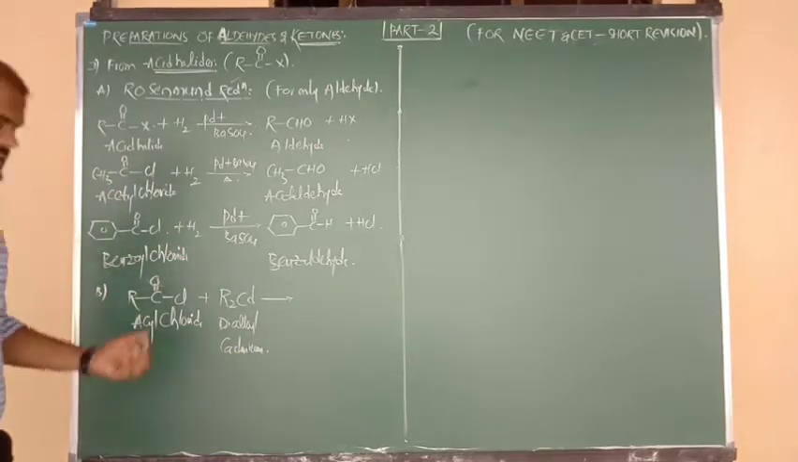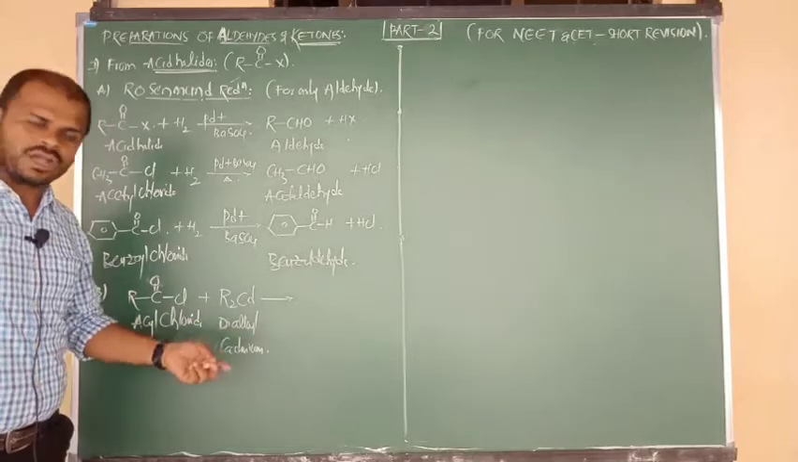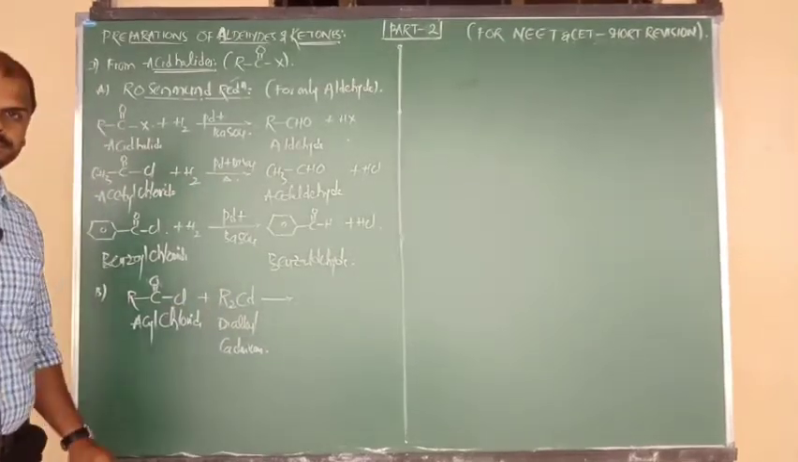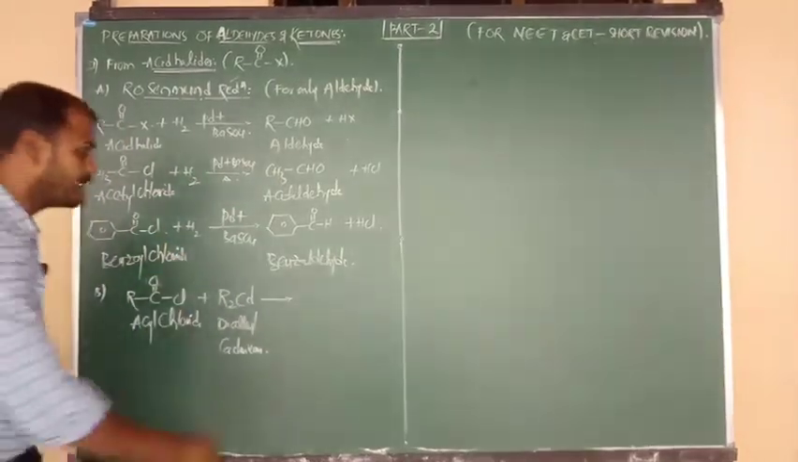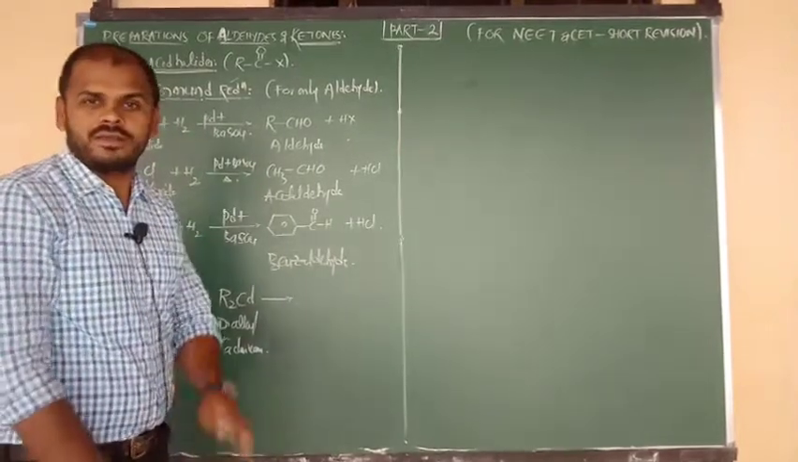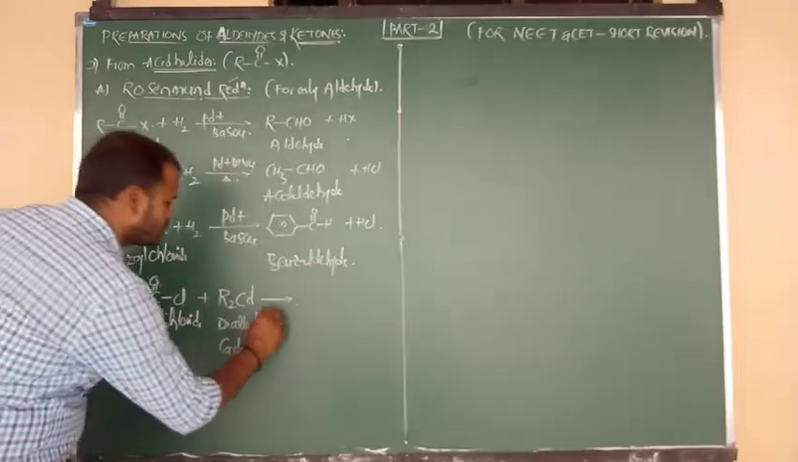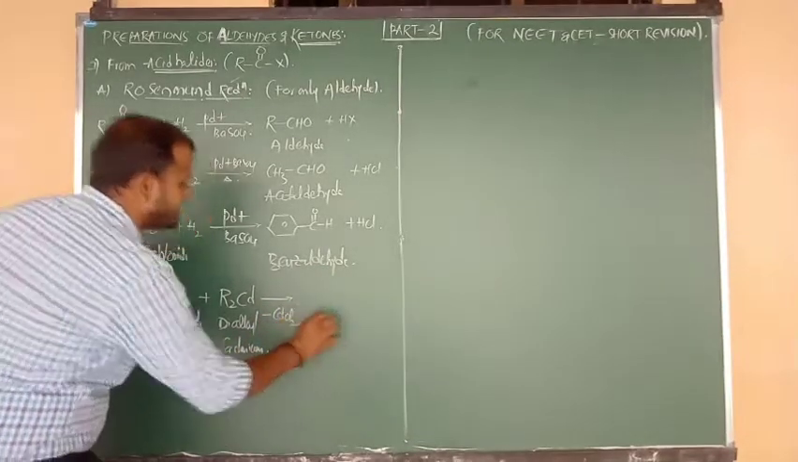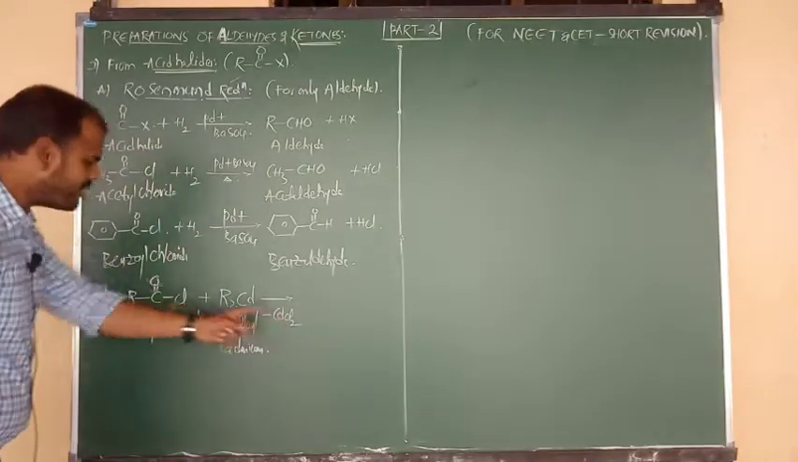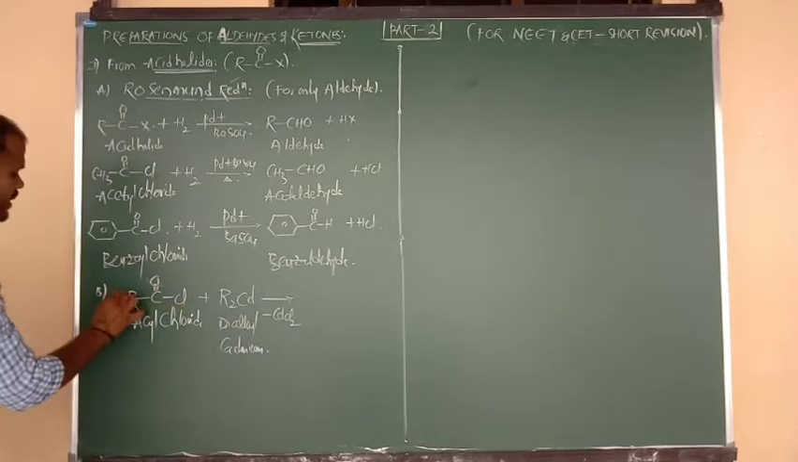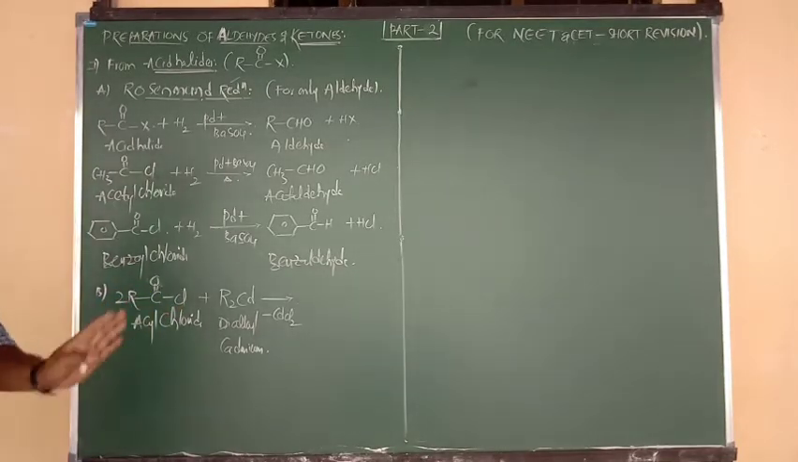Acyl chloride, or we can say acid chloride, upon reaction with dialkyl cadmium forms the product. Before writing the product, I want to write the byproduct. Cd, the charge is +2, so it is removed in the form of CdCl2. That means you require how many Cl atoms? 2 Cl atoms. So here we take 2 acyl chlorides, and that is enough.